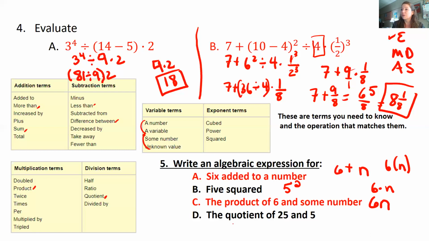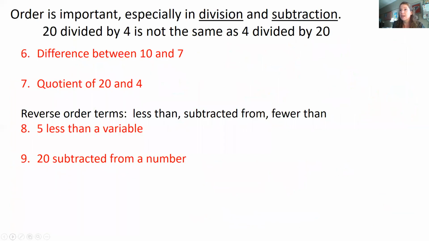And then here we have the word quotient. So 25 divided by 5, you could put 25 divided by 5 this way, or you can make it look like a fraction. You could put 25 over 5. 25 divided by 5. You need to know that means find the quotient of. All right, so if you look at the top of the screen here, it says order is very important.